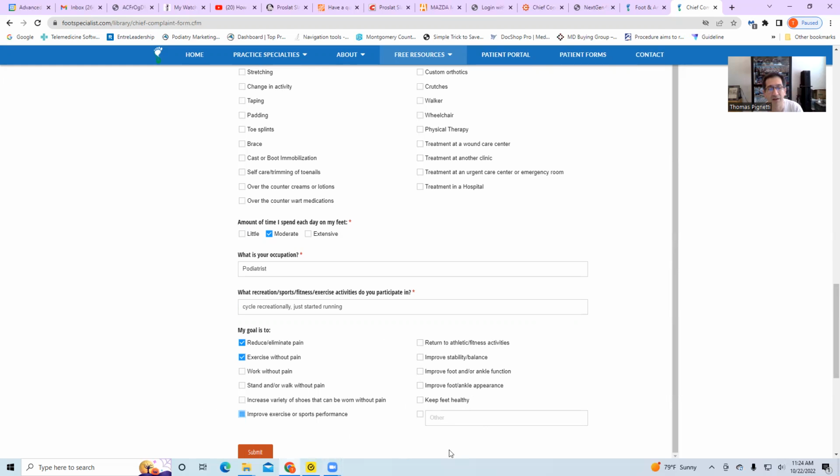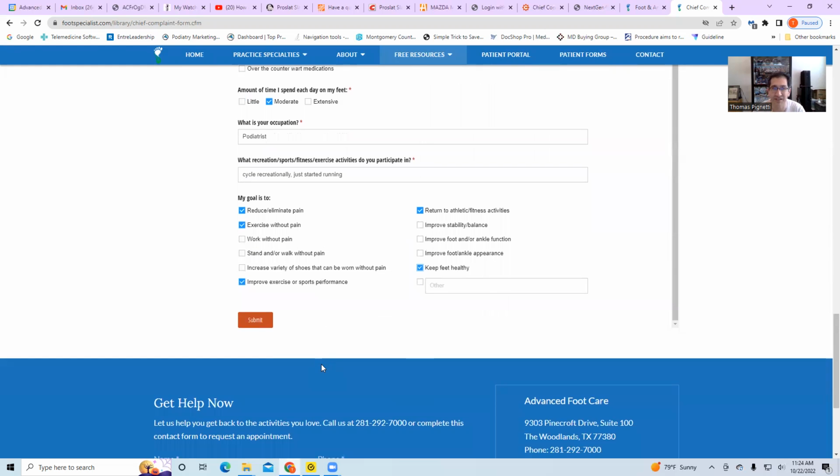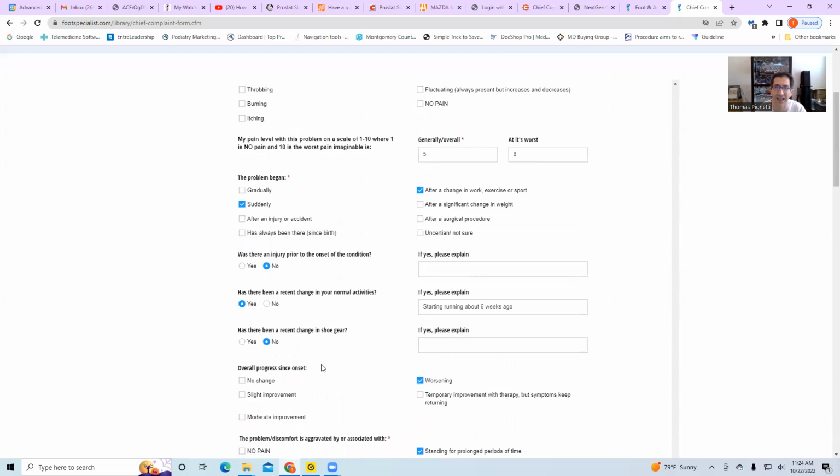I want to improve my performance in sports and return to fitness activities. And that's it. Obviously, I want to keep my feet healthy too. Put that down there. And that's it. The patient submits that. That's the information that they have.